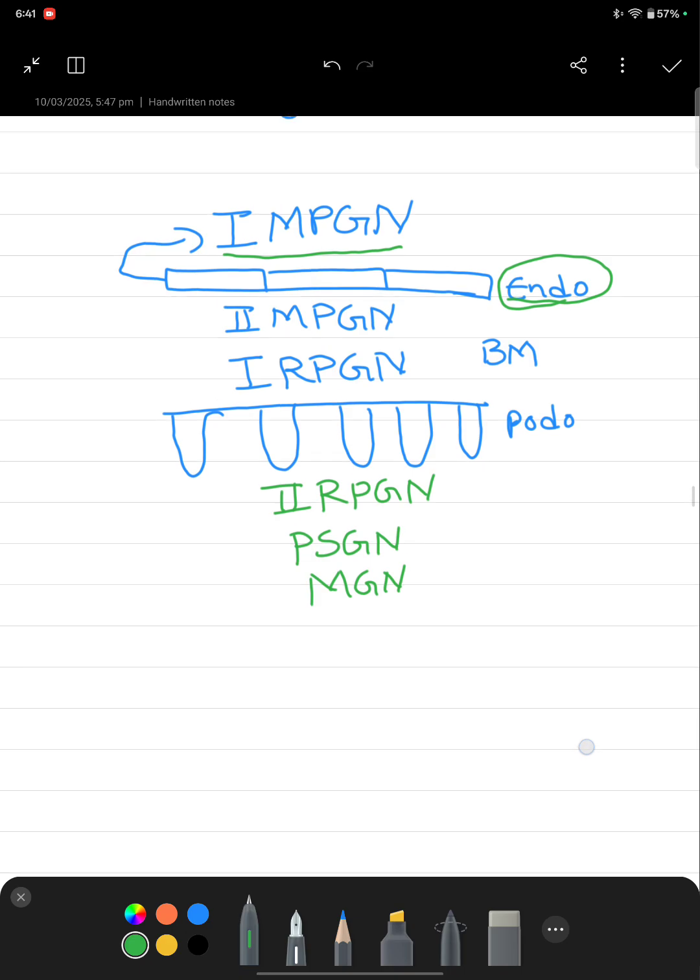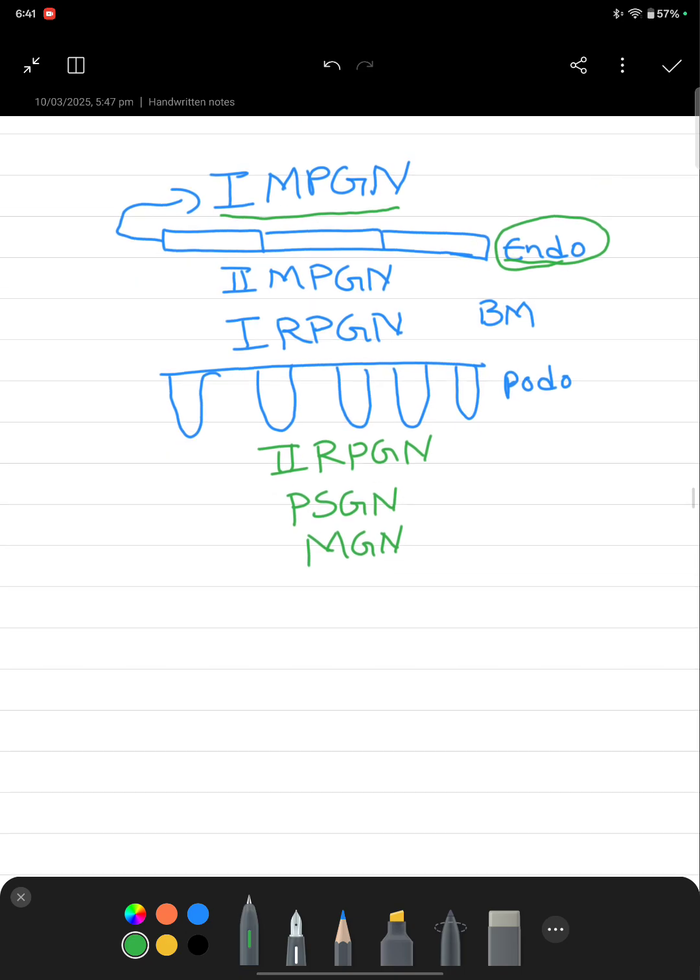So let us remember once again quickly. Endothelium: type 1 MPGN. In the basement membrane: type 2 MPGN and type 1 RPGN. In podocytes, that is subepithelial tissue: type 2 RPGN, PSGN and MGN.